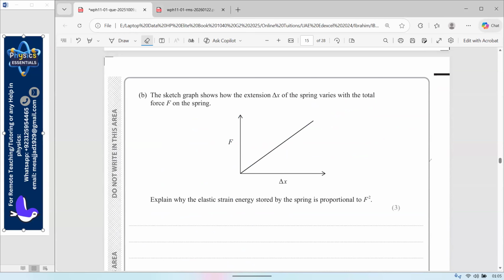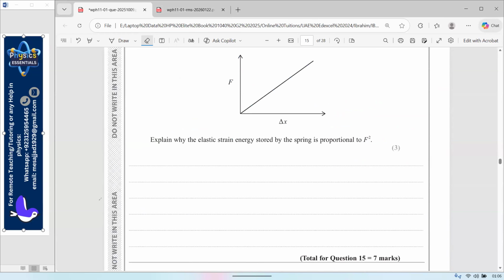The sketch graph shows how the extension delta x of the spring varies with total force F on the spring. Explain why the elastic strain energy stored by the spring is proportional to F squared. Well, this is a mathematical question. You know that F is equal to K delta X, correct?